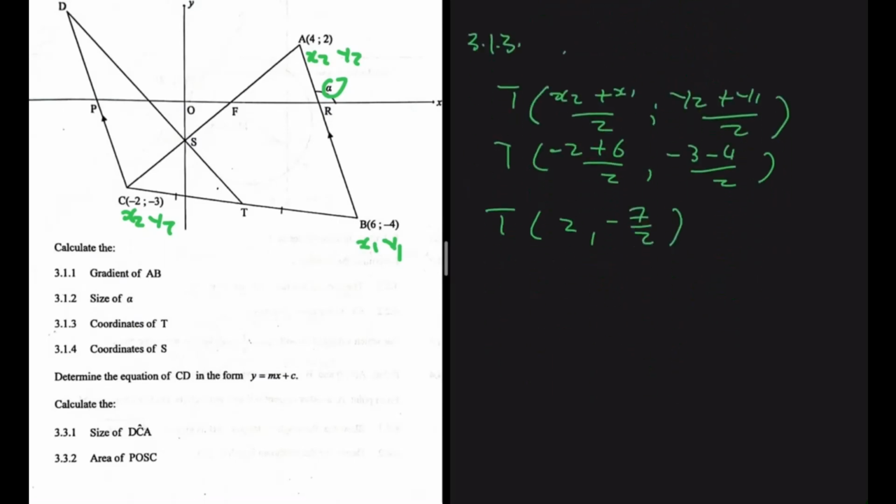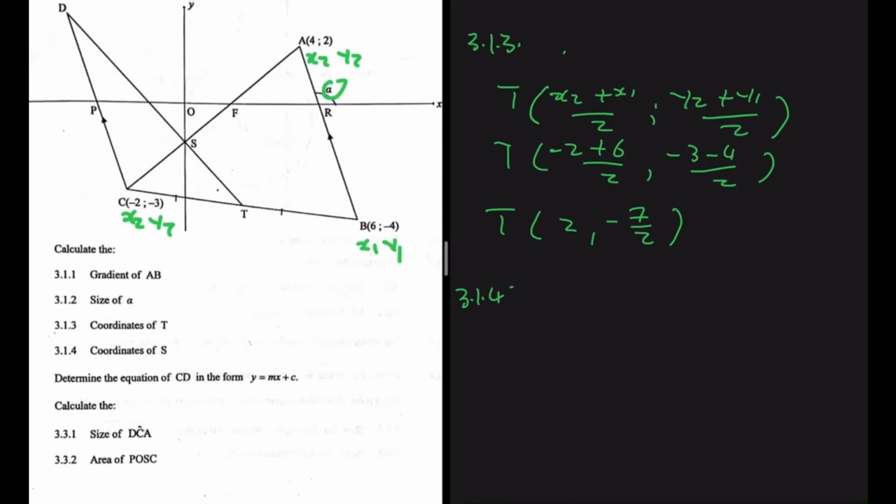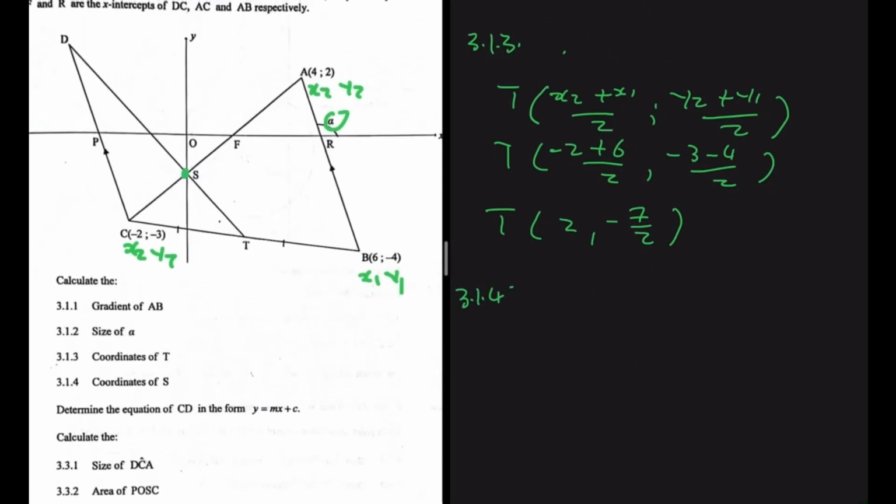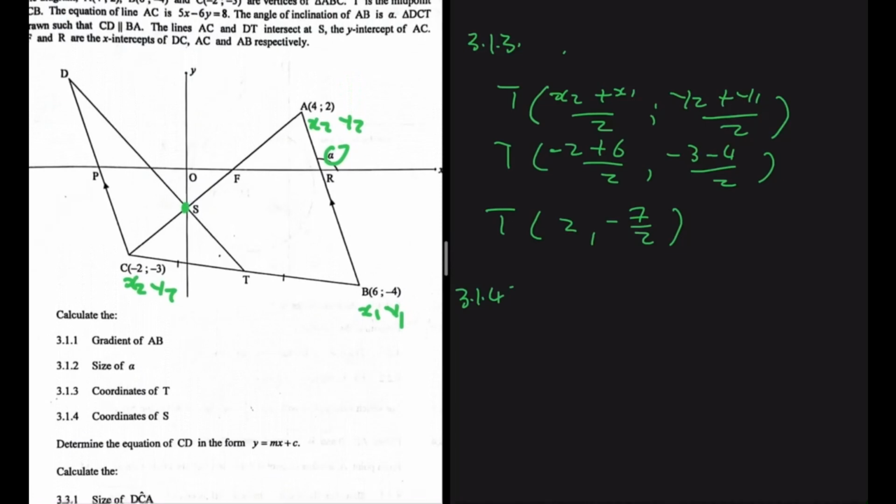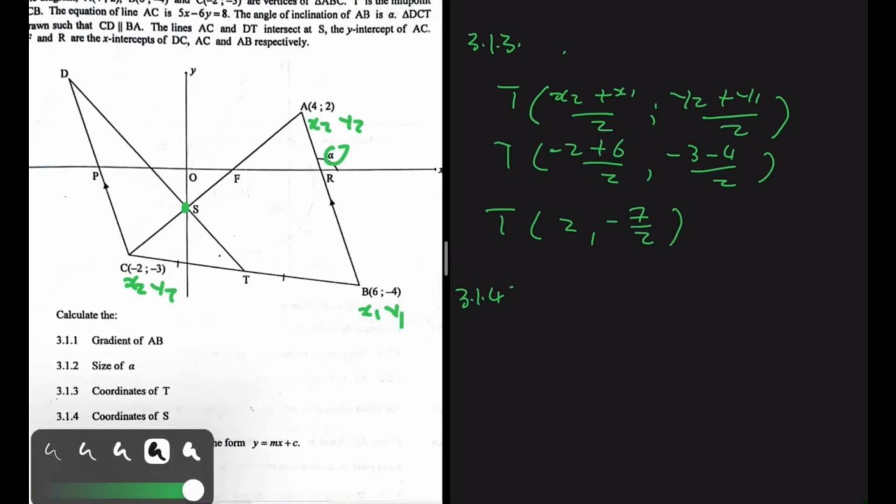And let's use 3.1.4. So 3.1.4 here is saying let's determine the coordinates of S. Luckily we are given the equation of line AC, right? It's given to us here. We're given the equation for line AC. They're saying that the equation is 5x minus 6y being equal to 8, right?